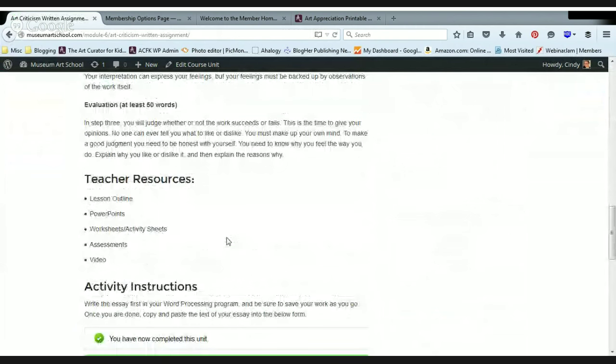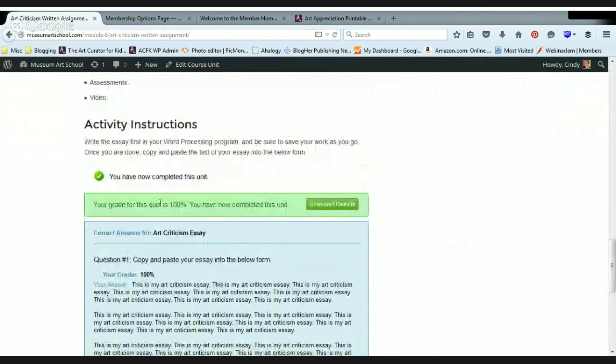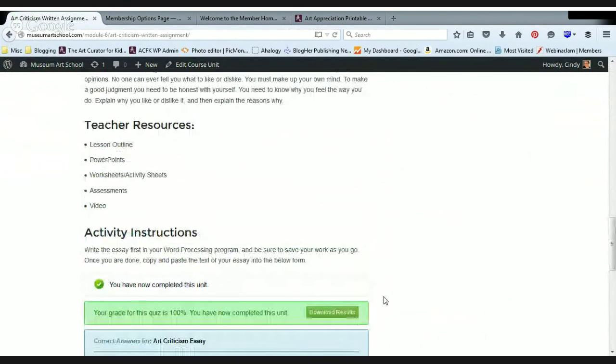And then they write it in their Word document and then they paste it into here, which I've already done just to show you what it looks like once they've already submitted it. But it's the same thing. You can download their papers on here and have a PDF printable version, which is really useful.